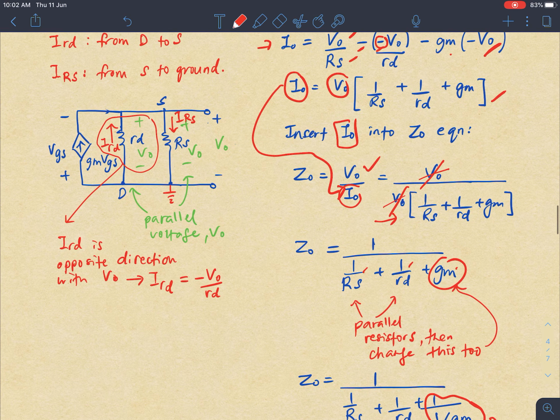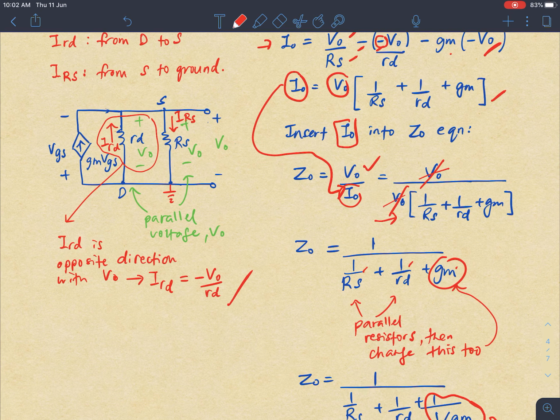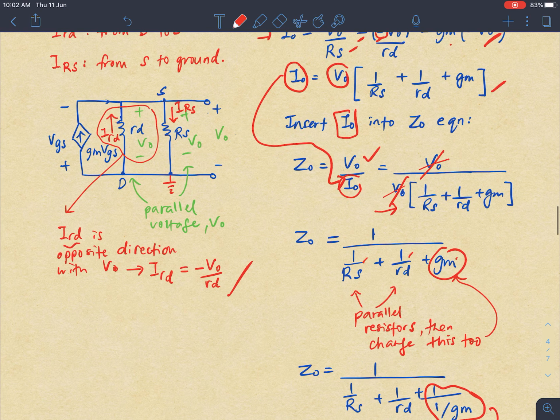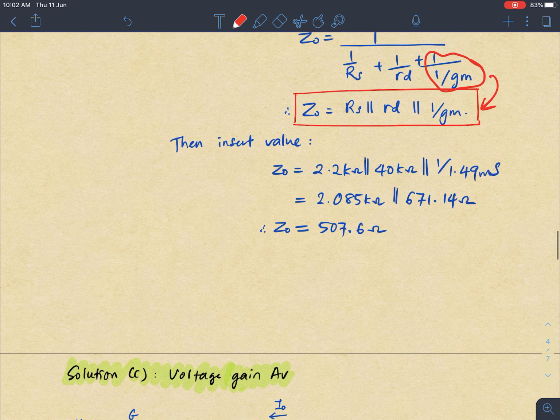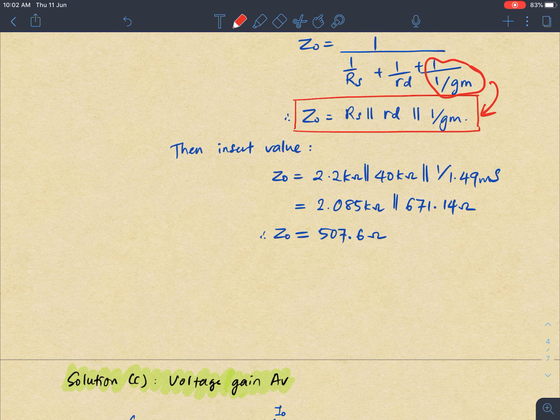Here I just give some explanation about the current, the I_RD, V out here. You can check at the handout. I will give you this handout later. Then we insert the values in the equation, the RS, RD, 1 over gm. So we get the final answer: Z out equal to 507.6 ohm.